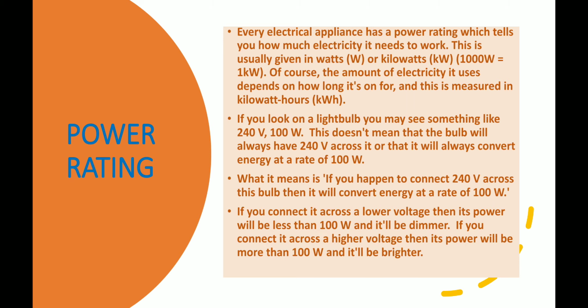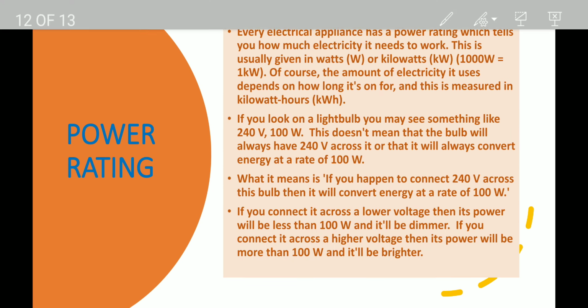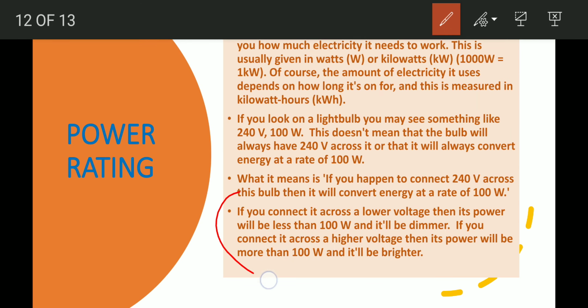Now there is one important point which is written here, which says that if you connect it across a lower voltage, then its power will be less than 100 watt and it will be dimmer. And if you connect it across a higher voltage, then its power will be more than 100 watt and it will be brighter.